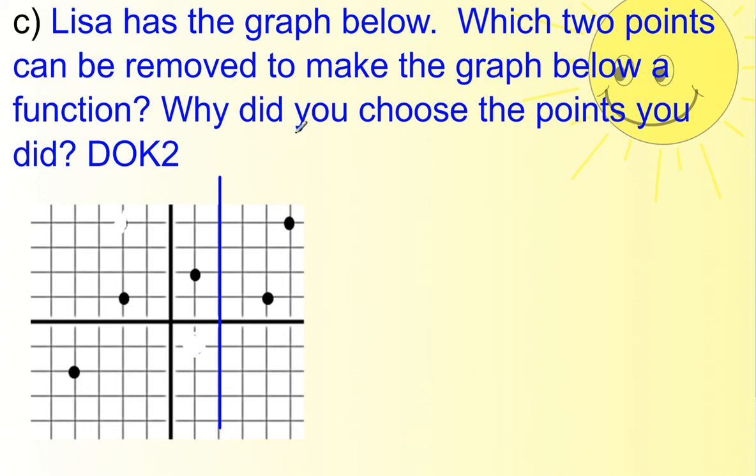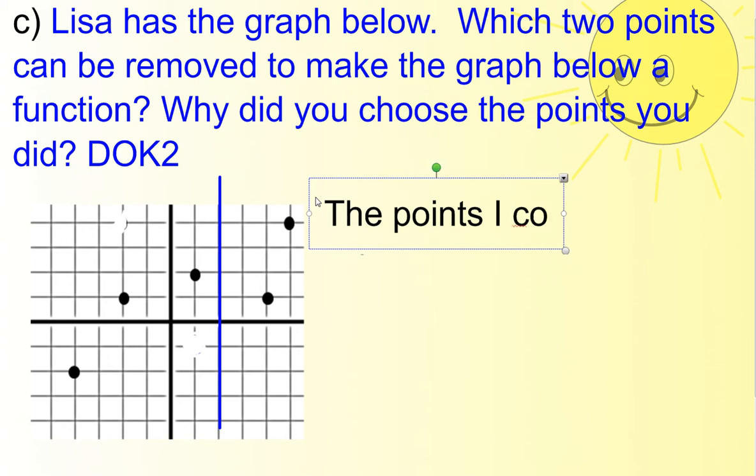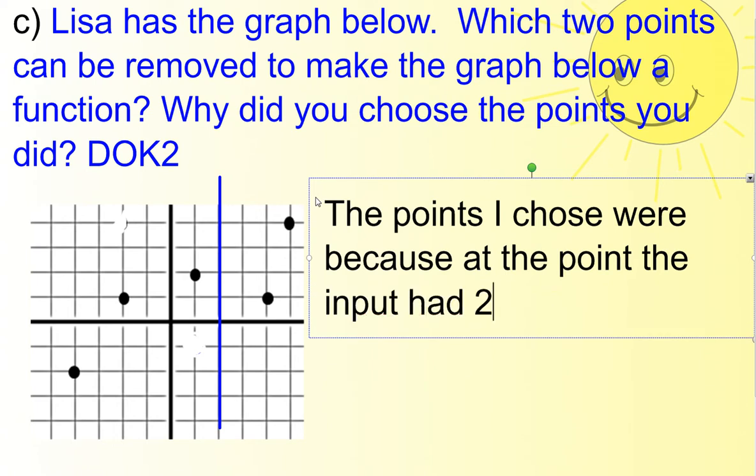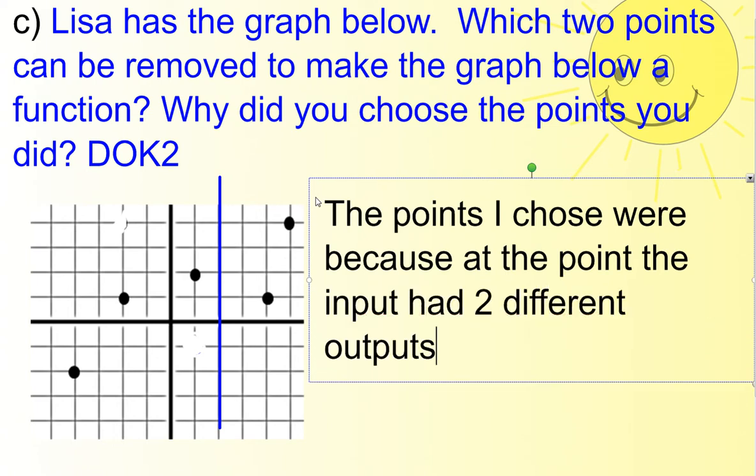So it says, why did you choose the points you did? The points I chose were because at that point, each input had 2 different outputs. It did not pass the vertical line test.